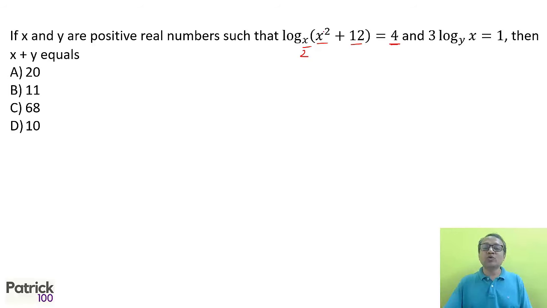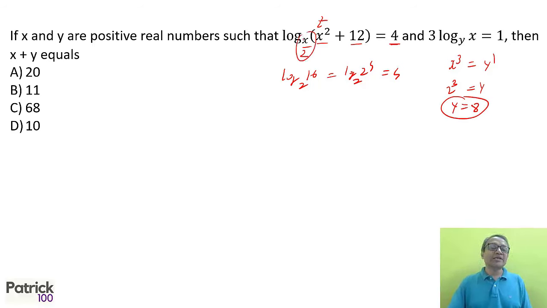If I substitute 2 here, 2 squared plus 12 is 16. Log of 16 to the base 2 is 4, since log of 2 raised to 4 is 4. It satisfies. So the moment you know that x is 2, substitute in the second equation: x cube is equal to y raised to 1 based on the log formula. That means y will be 2 cube, which is 8. So you have y is 8 and x is 2, so automatically x plus y becomes 10.